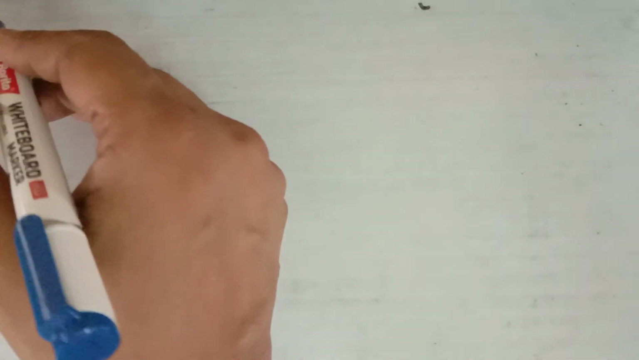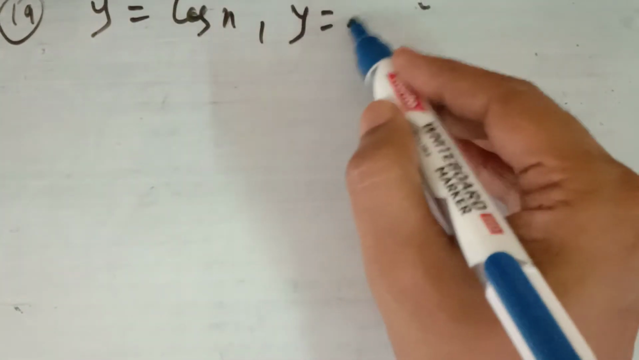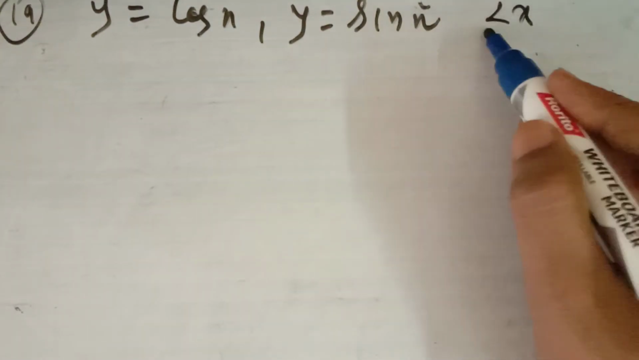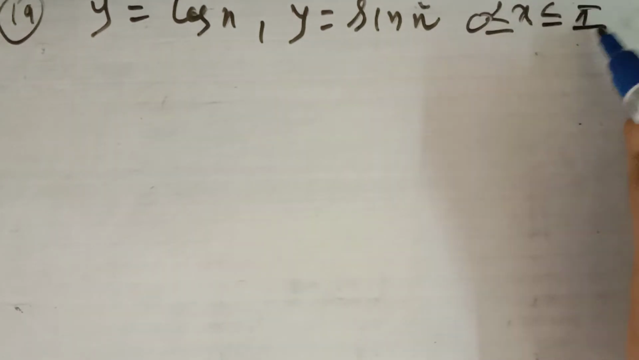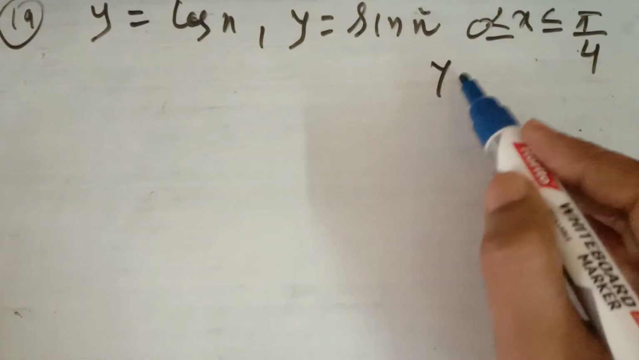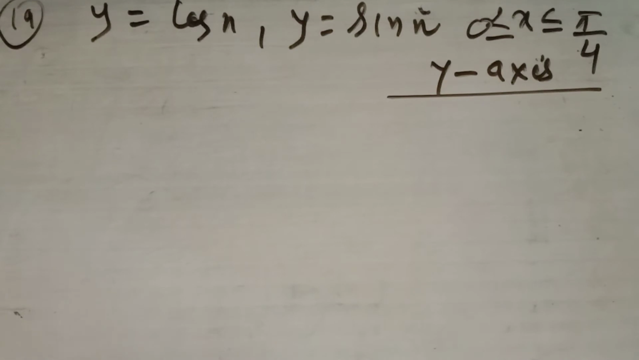Now the last question of this chapter, the miscellaneous exercise, question number 19: you have to find the area bounded by the curve y is equal to cos x, y is equal to sin x, and x is greater than or equal to 0, less than or equal to pi by 4, meaning from 0 to pi by 4, bounded by the y-axis. This is the main thing: touching the y-axis you have to find.